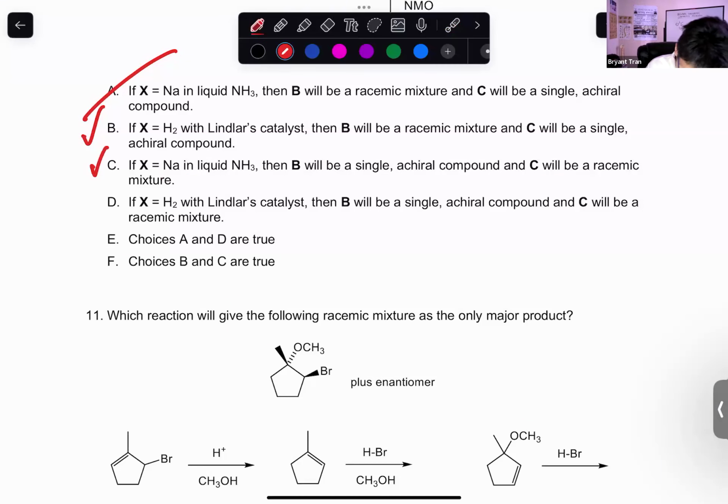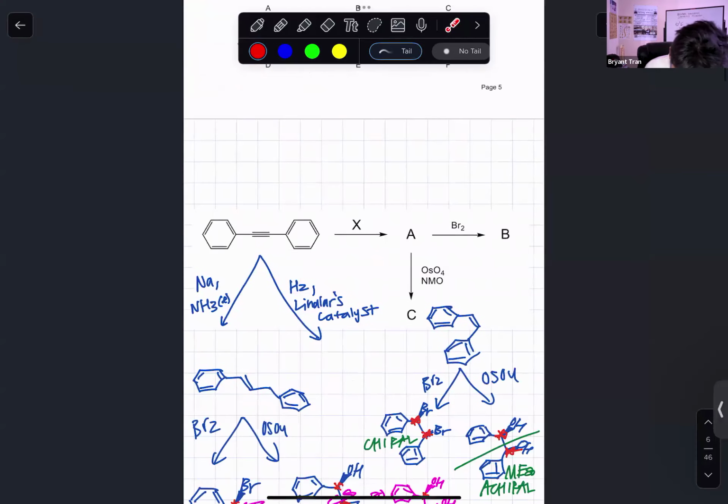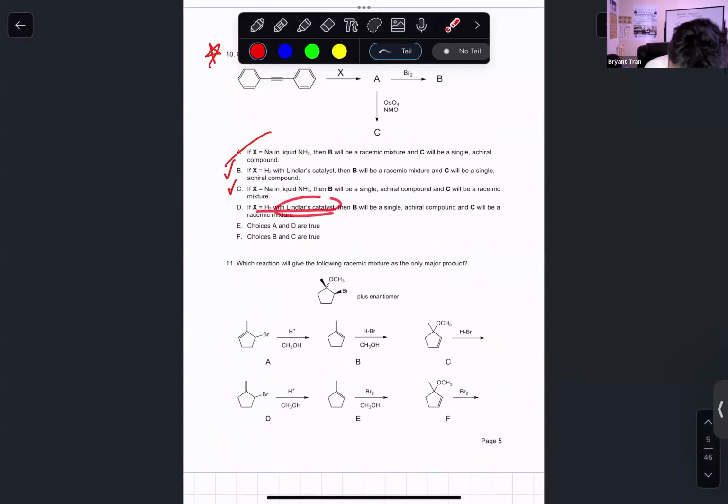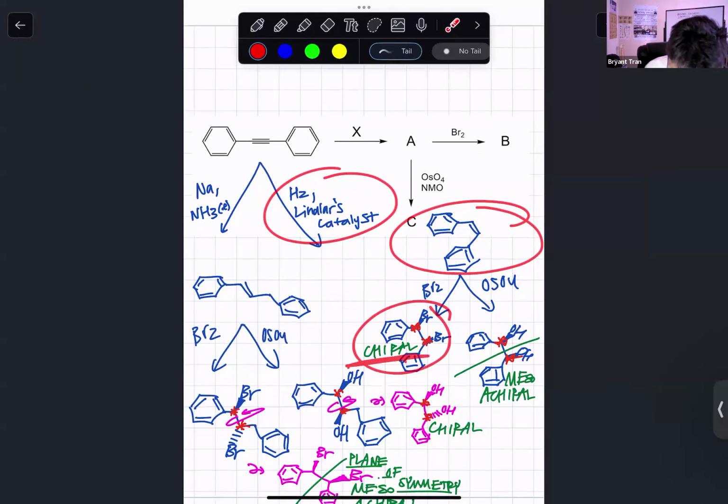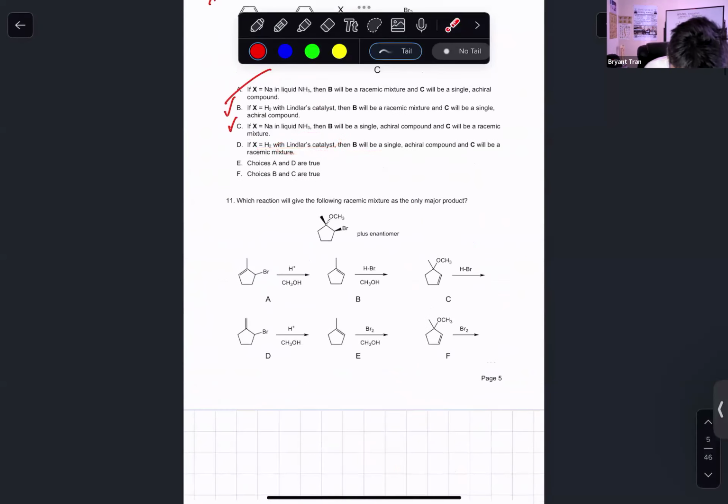Now let's check D. If we use the H2 Lindlar catalyst, which is this one right here, this is our intermediate. B, which is this right here, is chiral, and would be a racemic mixture.